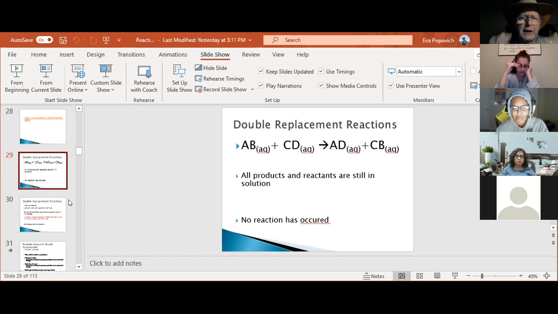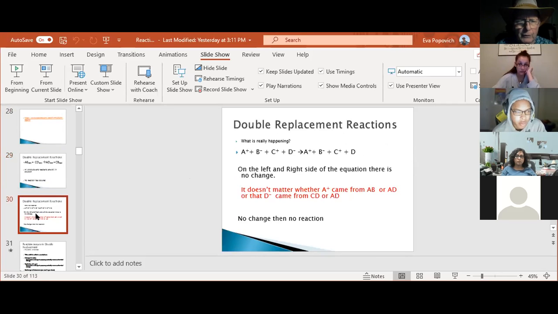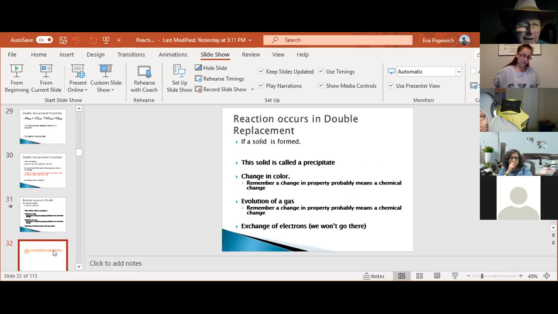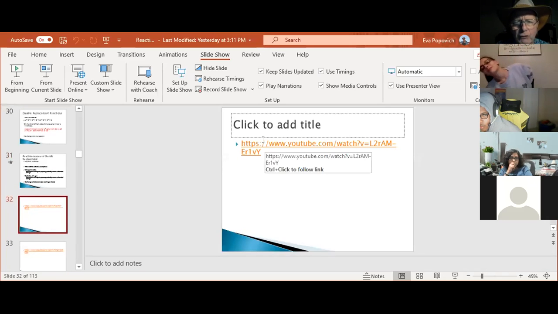We have to have evidence of a reaction occurring in order to continue this process. If we have no evidence, then all we have to do is say no reaction and we are done. If everything stays in ionic form from left to right, if we make no solids, then there's no change and hence no reaction. Remember, we're looking for a change in the properties. If we get a change in color, a change in a property probably means a chemical change. If we get evolution of a gas, a change in property probably means a chemical change. We're not going to get into changings of electrons. That's something that you have to wait for.